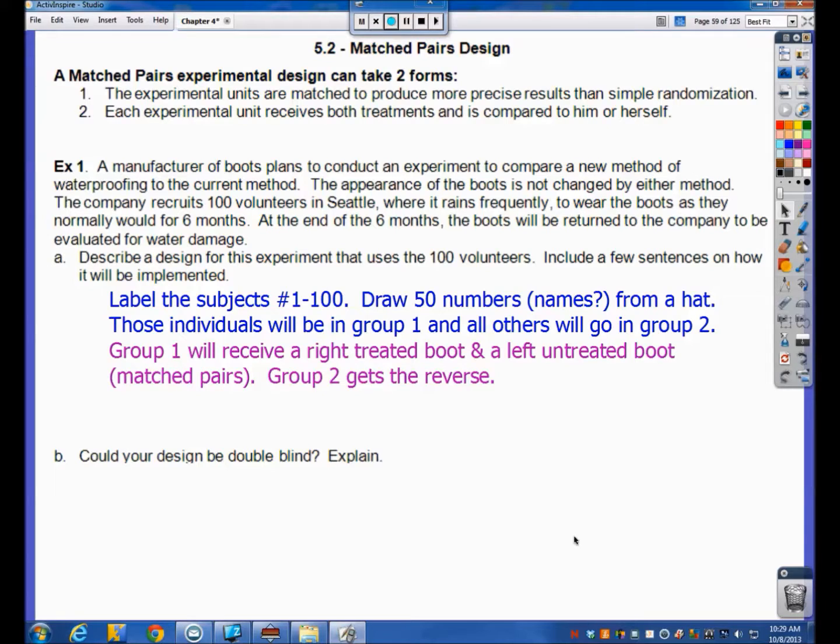And you might ask, well, why does it matter that group 1 gets the new waterproofing on their right boot and group 2 gets the new waterproofing on the left boot? Why would that make any difference? Well, if you would look at your shoes, if you're right-footed, you're probably going to wear out the right shoe more than your left shoe.